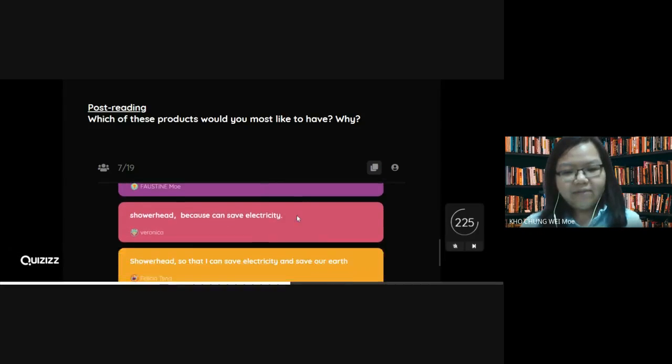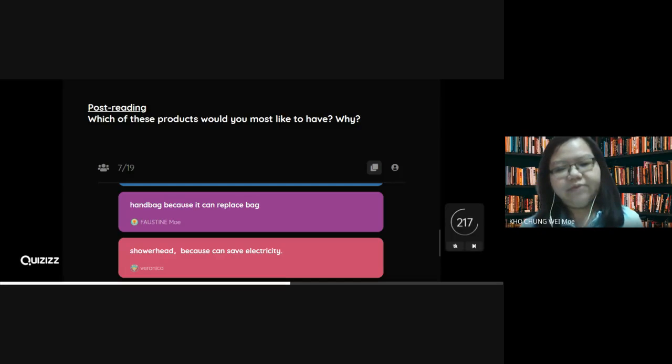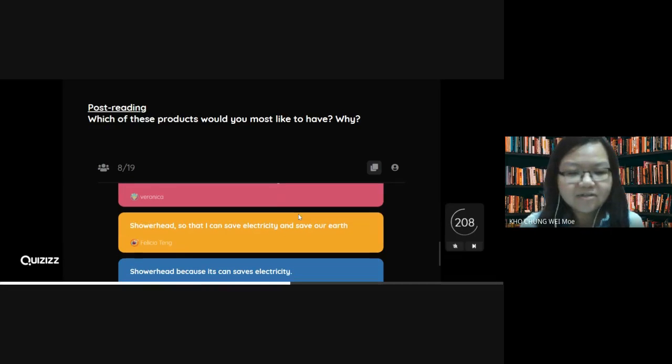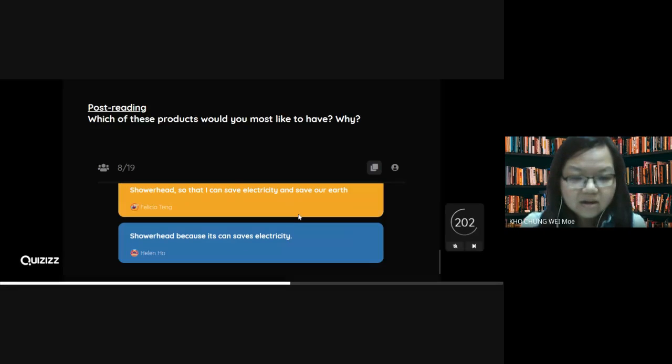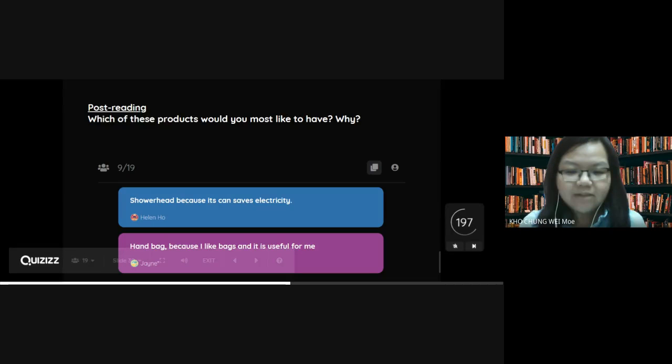Handbag because you can replace your bag. So Faustin would love to have the trendy handbag made from old car plate numbers so that you can replace the handbag that you're using. Good. Shower head because can save electricity. Veronica, that is a very standard answer. Shower head so that I can save electricity and save our earth. Yeah, Felicia, that's a standard answer. Helen said shower head because it can save electricity. Please notice that after the word can, you do not use save with the S. It's back to the base form. After modal verbs like can, you use the base form save.